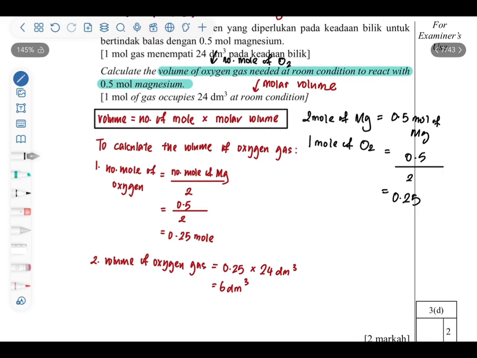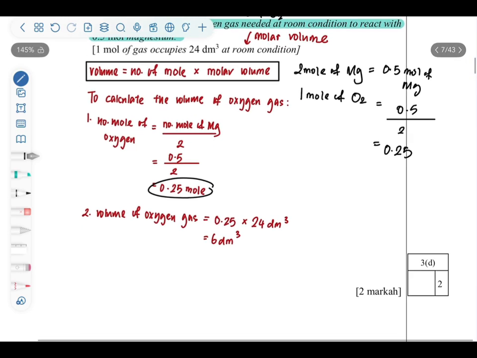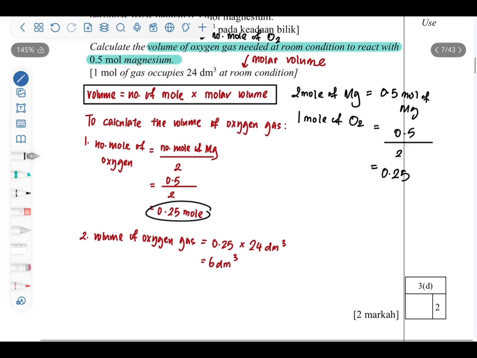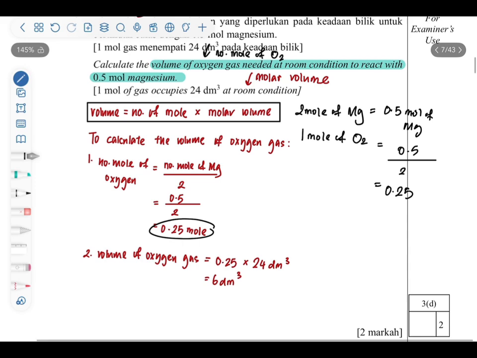So after we get the number of mole, which is 0.25 mole, we can calculate the volume of the oxygen gas, which is 0.25 times the molar volume, which is already given in the question, 24 dm³. So the answer will be 6 dm³.